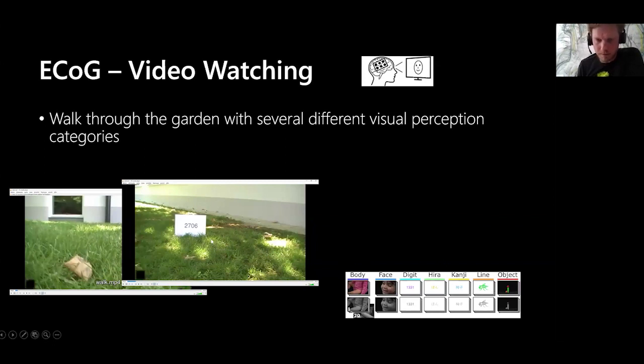There are, for example, as you can see here, the digits, so numbers. Since we recorded this experiment in Japan, we also get stimuli related to the Japanese language. So there are kanji symbols, and hiragana, which is also an Asian language. There are also stimuli with line drawings, stimuli showing objects, and stimuli showing face and body parts.